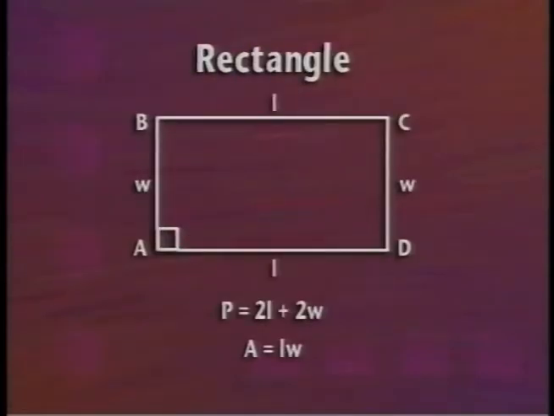A rectangle is a four-sided figure with all four angles equal to 90 degrees. Opposite sides are equal and parallel to each other. In rectangle ABCD, sides BC and AD are equal and will be referred to as the length of the rectangle, and sides AB and CD are equal and we call the width of the rectangle. The perimeter of a rectangle is calculated by 2 times the length plus width, or 2L plus 2W. The area of a rectangle is calculated by area equals length times width.